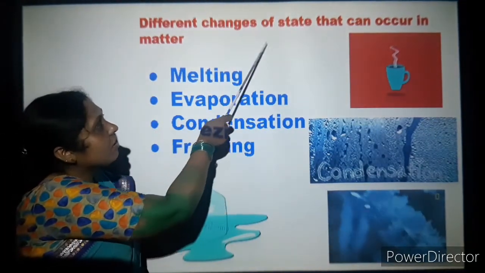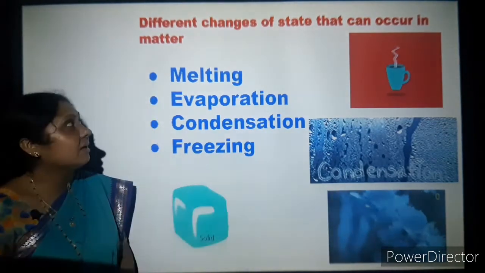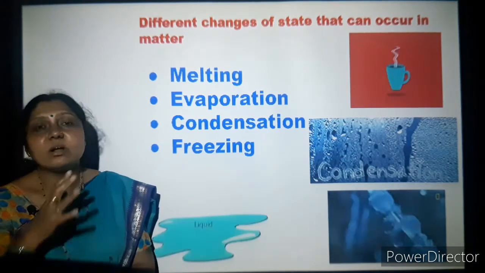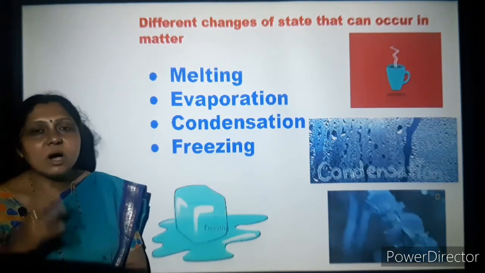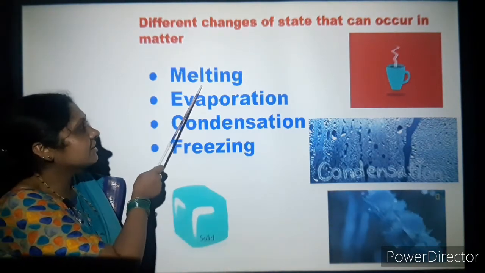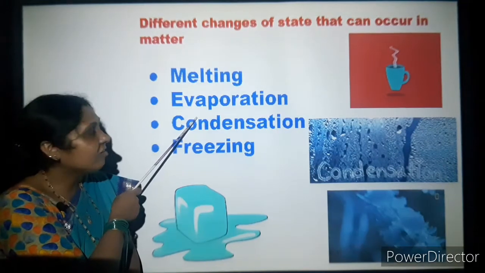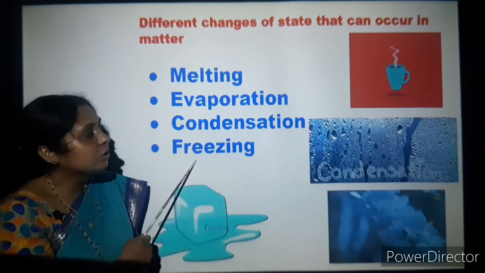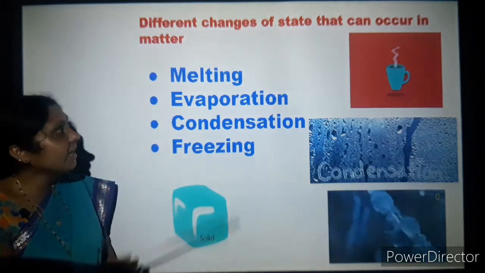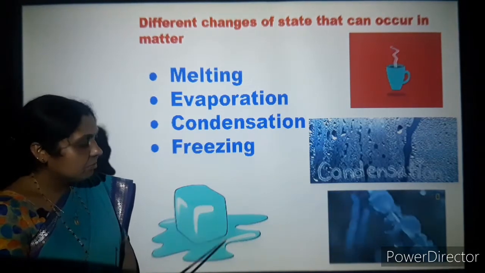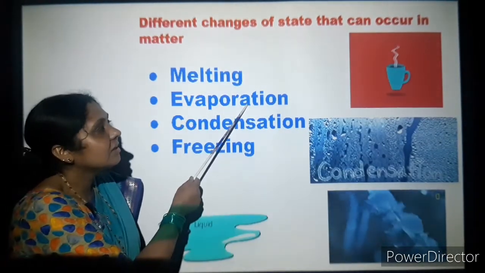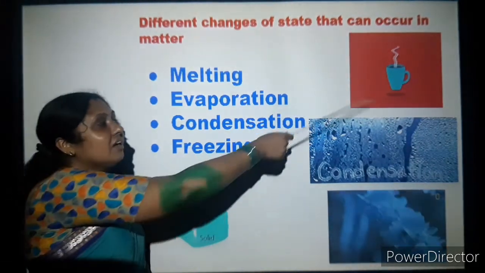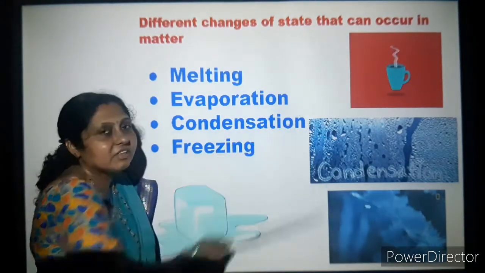Different changes of state that can occur in matter. So how do these changes occur? One is melting, the other one is evaporation, one more is condensation, and freezing. You have all the pictures here. Melting, you have the picture of the melting of the ice cube. Then evaporation, where the water vapor is going because of heating of that liquid.